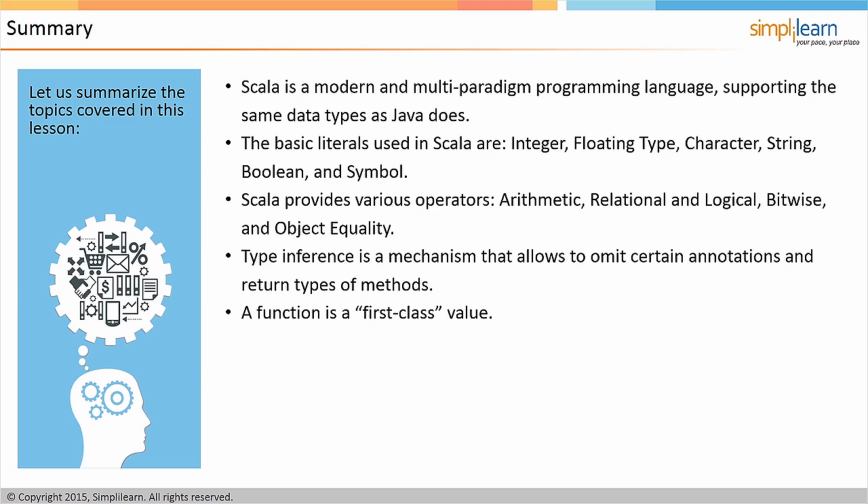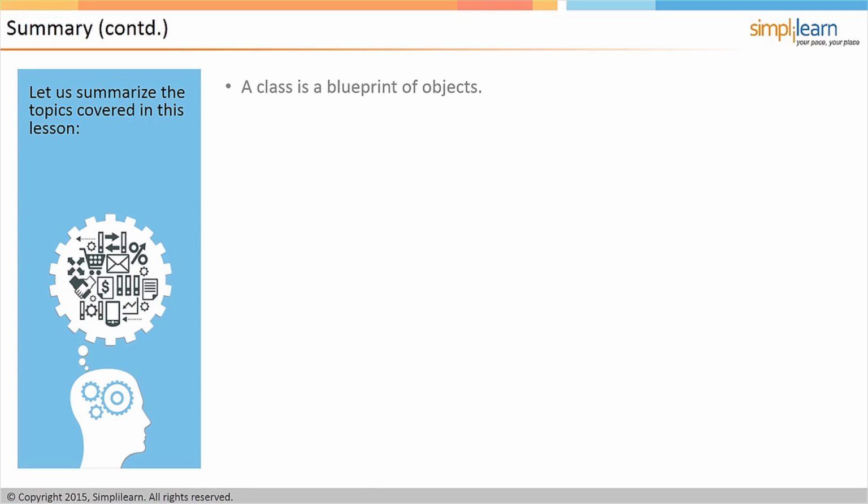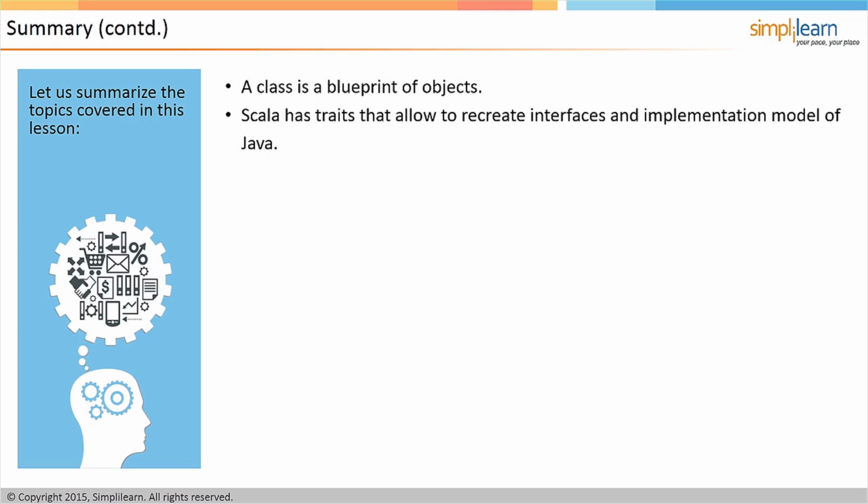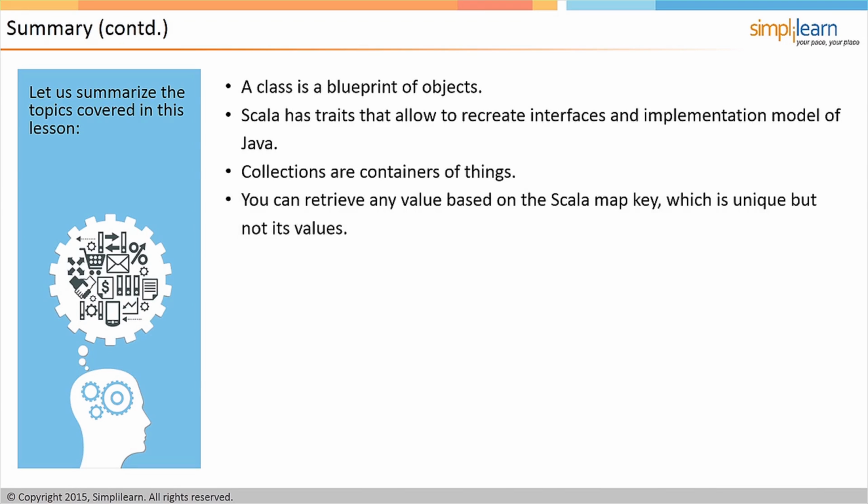A function is a first-class value. A class is a blueprint of objects. Scala has traits that allow to recreate interfaces and implementation model of Java. Collections are containers of things. You can retrieve any value based on the Scala map key, which is unique but not its values.